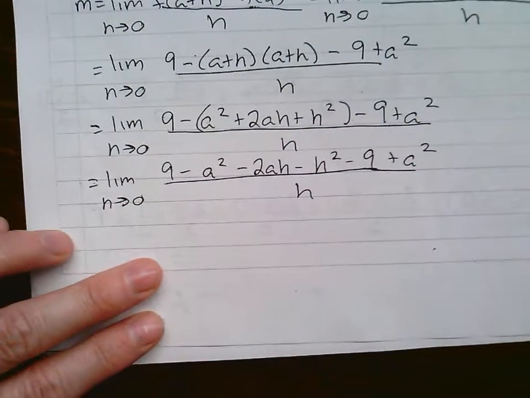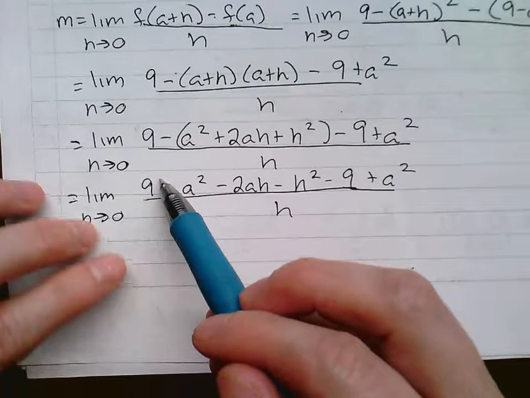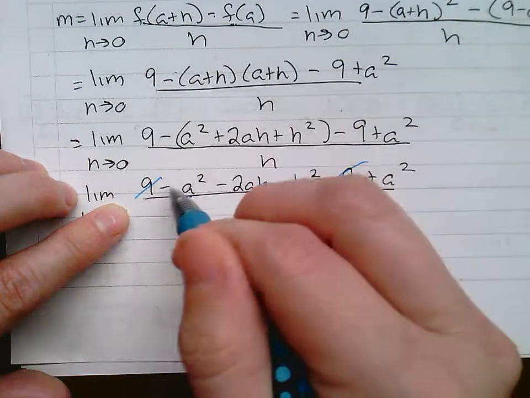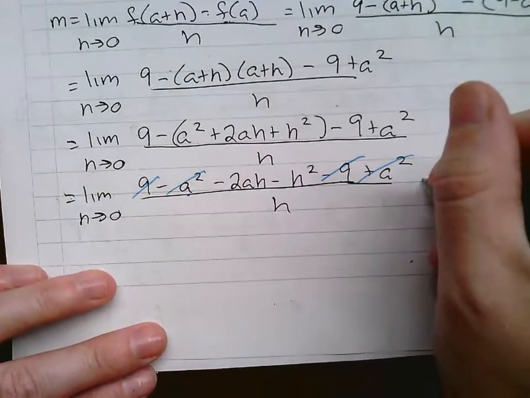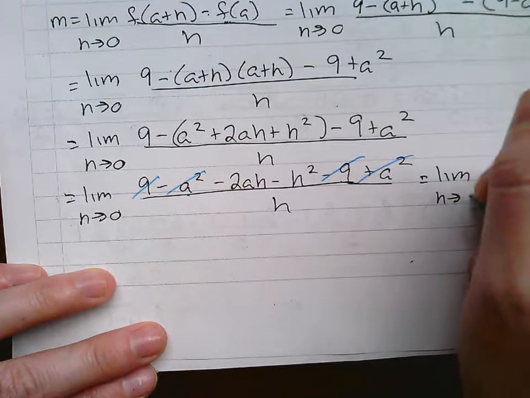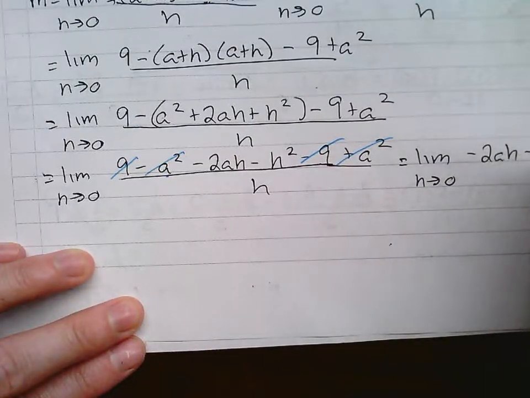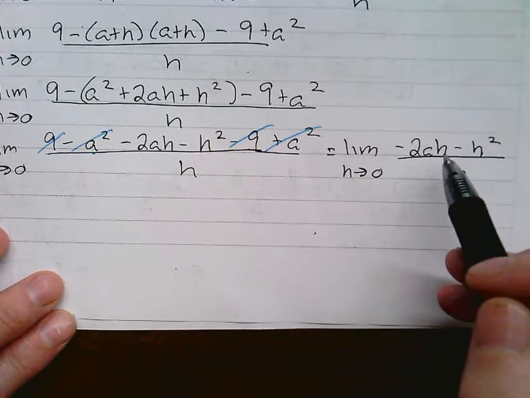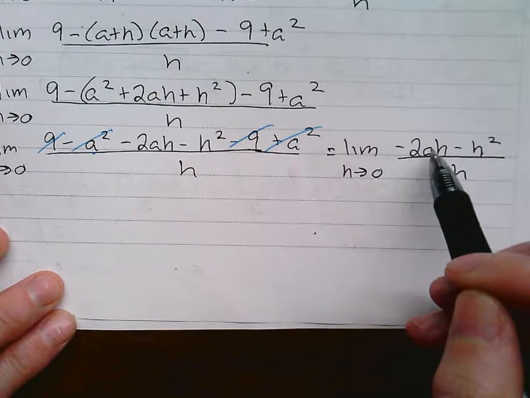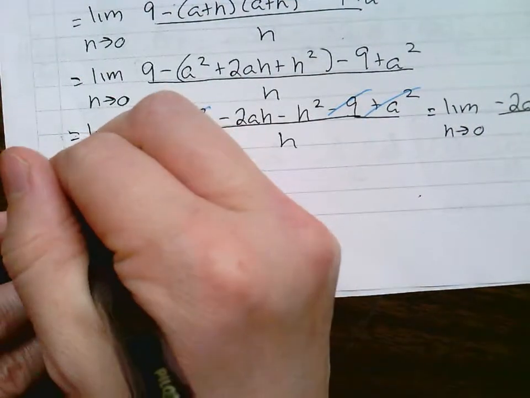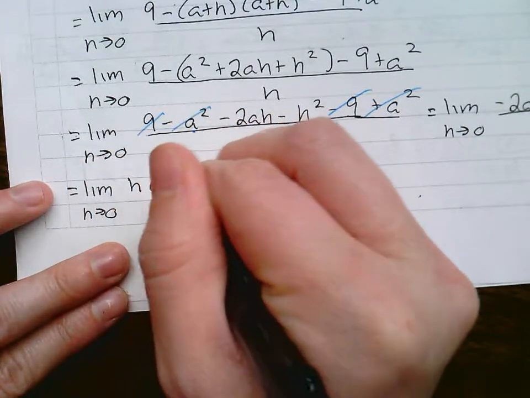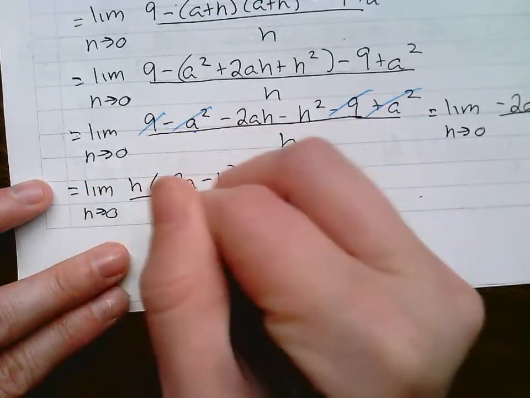So this is the fun part. It looks scary, but it's really not, because a lot of the stuff cancels out. So you have 9 minus 9, that's gone. Negative a squared plus a squared, that's gone. So you're left with the limit as h approaches 0 of negative 2ah minus h squared over h. Almost there. See something? Yep, that's the greatest common factor right there. That h goes away, and then you can evaluate. Hooray! So then you've got the limit as h approaches 0 of h times negative 2a minus h over h.